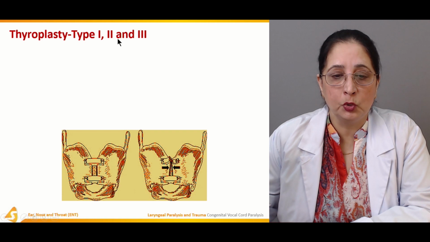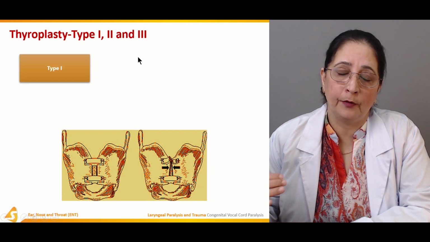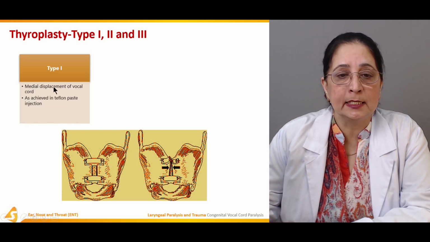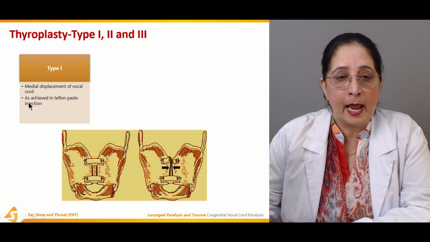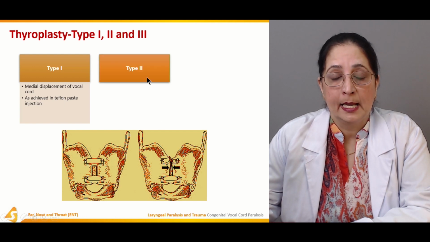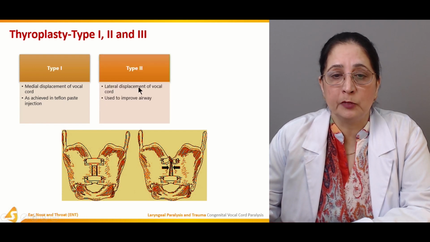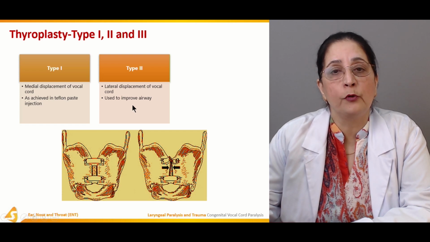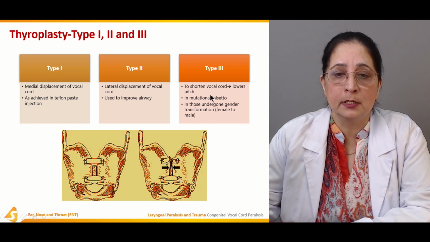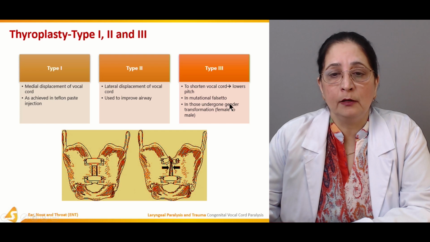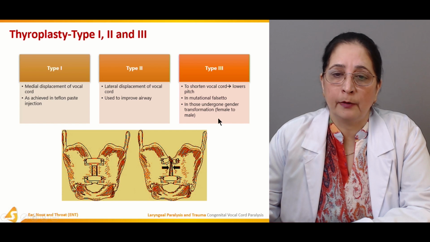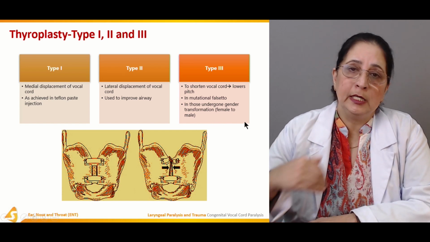Thyroplasty type 1, 2, and 3. Three types of thyroplasty surgeries are performed. In type 1, medial displacement of the vocal cord is achieved, as in Teflon paste injection. Type 2, lateral displacement of the vocal cord, used to improve the airway. Type 3, to shorten the vocal cord, lowers the pitch, used in mutational falsetto and in those undergoing gender transformation from female to male. So these are the different types.